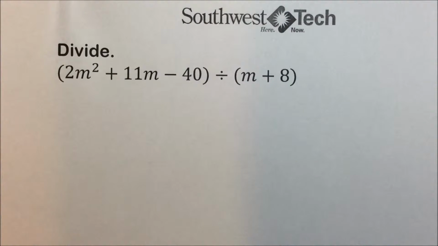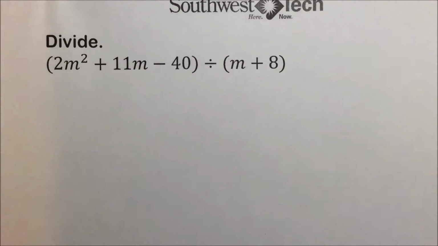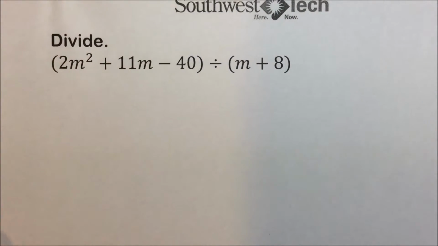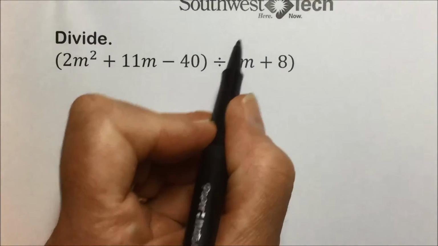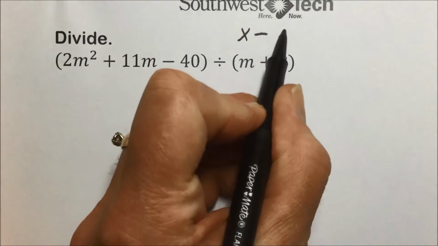Section 6.7, synthetic division. To divide a polynomial by a binomial of the type x minus a, we can streamline the usual procedure, similar to that of long division in arithmetic, to develop a process called synthetic division. So here we have a trinomial divided by a binomial. It isn't of the form, and for synthetic division, the divisor has to be of the form x minus a.